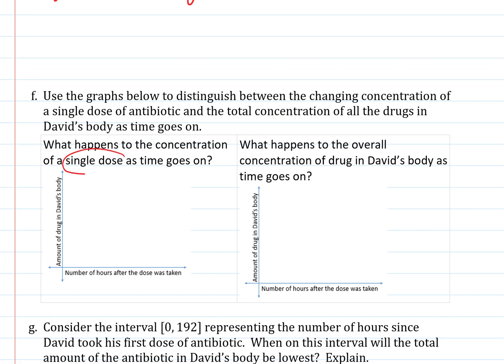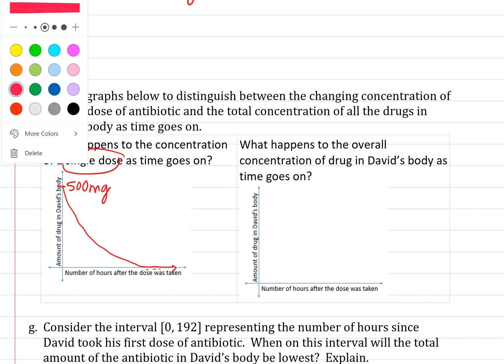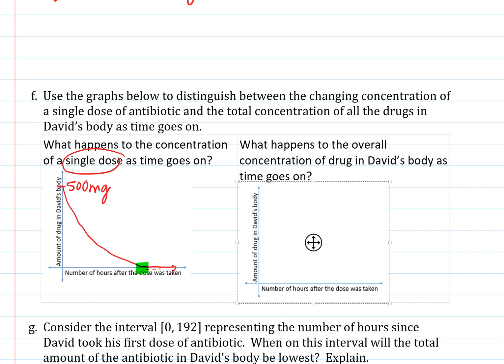A single dose is going to decay exponentially in the body, right? You start with 500 milligrams. Eventually, you've got nothing left. That's why we have this horizontal asymptote at y equals 0. Eventually, it's all going to decay, and it decays exponentially. But what's happening in his body for the total concentration of drug is a little bit different.